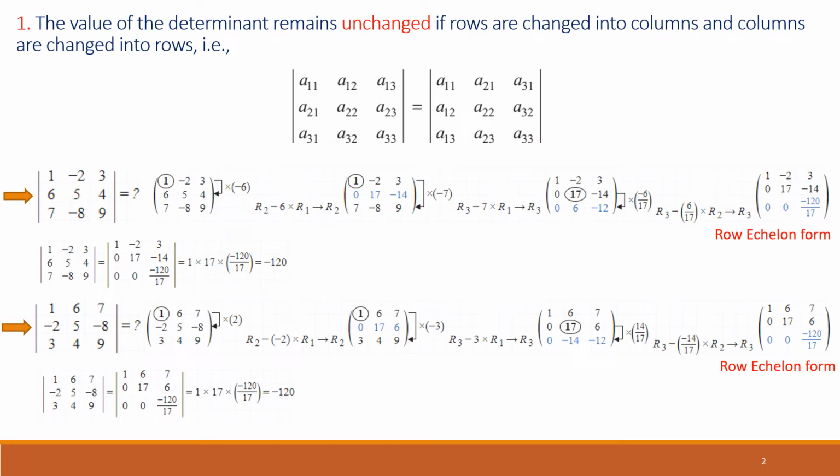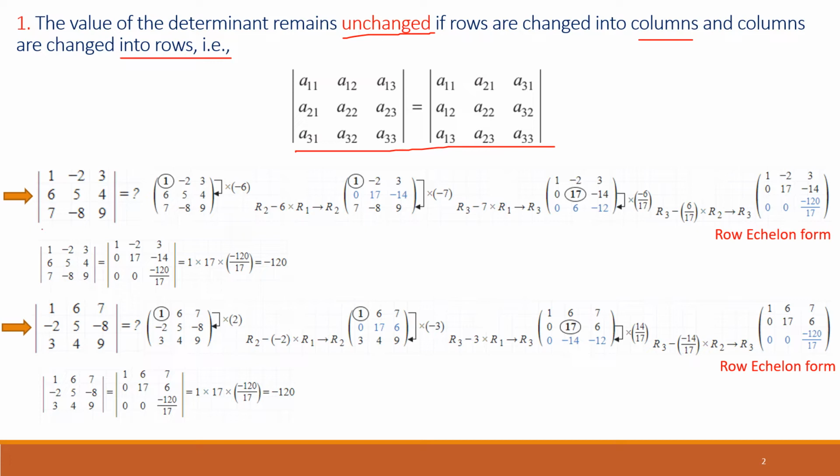Property 1. The value of the determinant remains unchanged if rows are changed into columns and columns are changed into rows. This is the general form of property 1. So with the help of an example, we will try to understand this property.